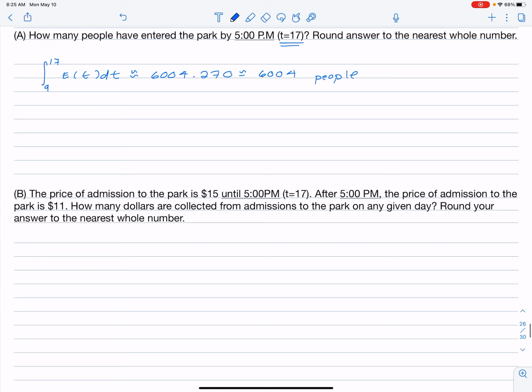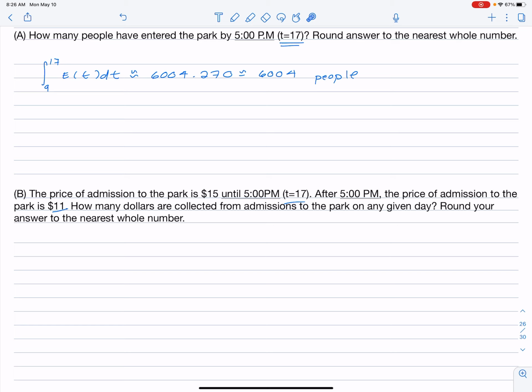Okay, next, the price of admission to the park is $15 until 5 p.m., then after 5 p.m. it decreases to 11 dollars, and they're asking how many dollars are collected on any given day. So I think you guys would agree, it's kind of the same idea. Think about what we're going to do. We're going to take the number of people who enter up until 5 p.m. and multiply that by $15. That will give us how much money is made by those people.